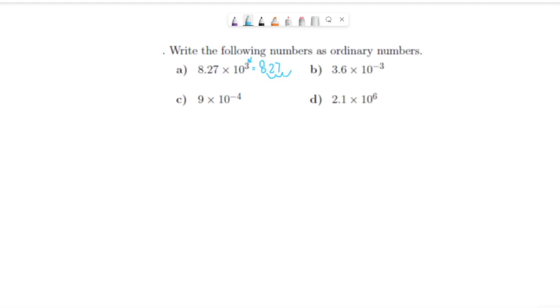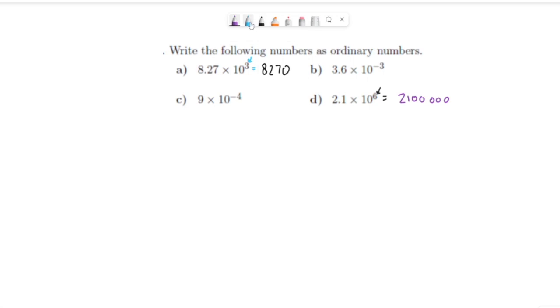Move it three steps, 1, 2, and 3. This empty space will have a 0, and then the decimal. The decimal at the end can be ignored, so the answer will be 8270. Same thing with this one, positive power, the decimal will move forward. So 2, 1, the decimal is here, will move 6 steps, 1, then 5 more steps, so 1, 2, 3, 4, 5, and decimal. These 5 steps will be zeros. The 0 at the end has no value, we can ignore it, so it is 2, 1, 0, 0, 0, 0, and 0.